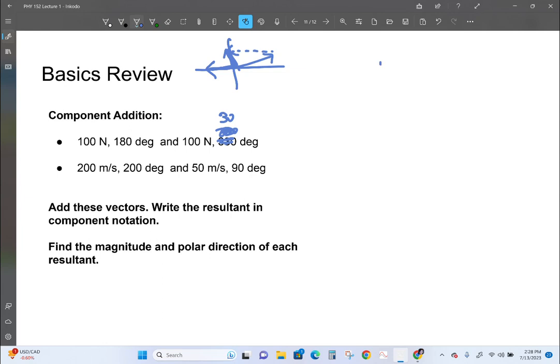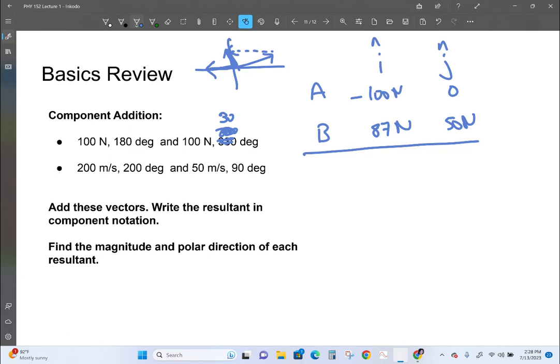So we can make a little chart where we take the i and the j. So 100 newtons at 180 degrees, well, that's going to be negative 100 newtons and 0j because it's on the x-axis. Call that vector A. We're going to call the next one vector B. 100 times cosine of 30 is going to give us 87 newtons, and 100 times sine of 30 is going to give us 50 newtons. So for my resultant, the i component is going to be negative 13 newtons, and the j is going to be positive 50 newtons.